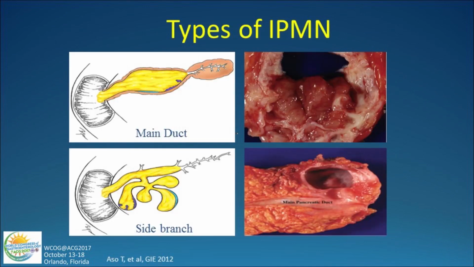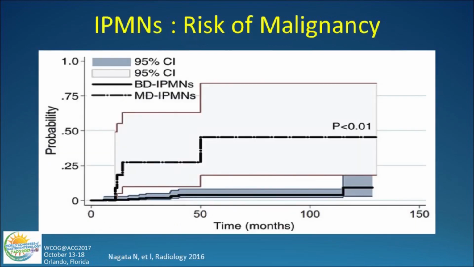So in terms of which part of the duct the cysts involve, main duct IPMNs, as the name implies, involve the main pancreatic duct, which often is very dilated, as opposed to lesions that involve the side branch ducts. And there have been multiple studies that have demonstrated cystic lesions that involve the main duct are at much higher risk for progressing to malignancy than side branch cysts.